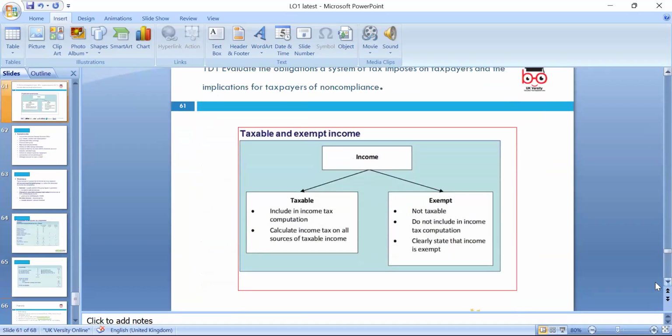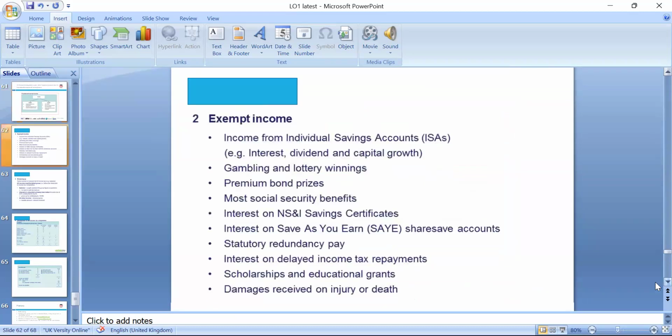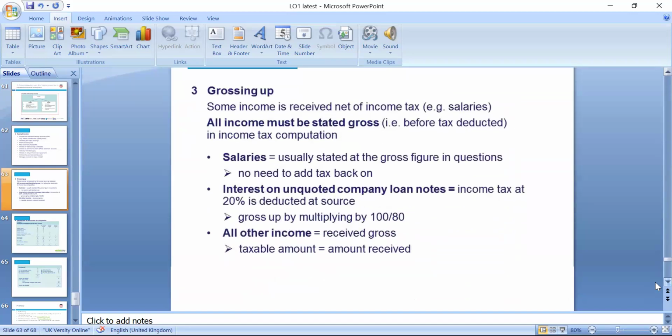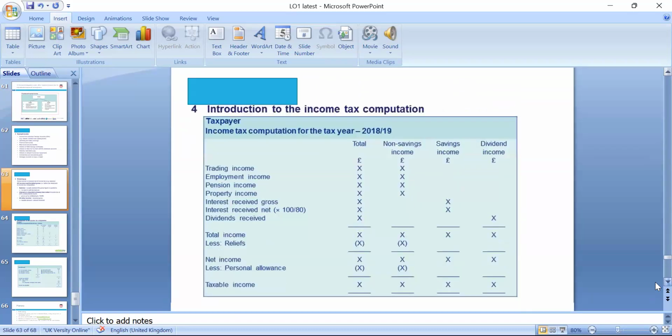Income and taxable, of course we can look at taxable and exempt income. Income from individual savings, interest, gambling, lottery winnings, premium bonds, these gains are exempt income. Then grossing up: salaries and so on have tax deducted at source, so we minus what has already been paid. Unquoted company loans, which we can look at, have 20% deducted at source, so we need to gross up.